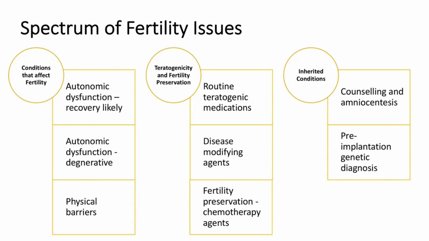So first of all, conditions that affect fertility. Things that came to my mind immediately were autonomic dysfunction, where there is likely recovery, for example in GBS, but also autonomic dysfunction in degenerative conditions as well. And then, obviously, there are a lot of conditions in neurology that affect physical function and would provide a barrier to conception. Then there are things that we come across more routinely on a day-to-day basis, which are medications.